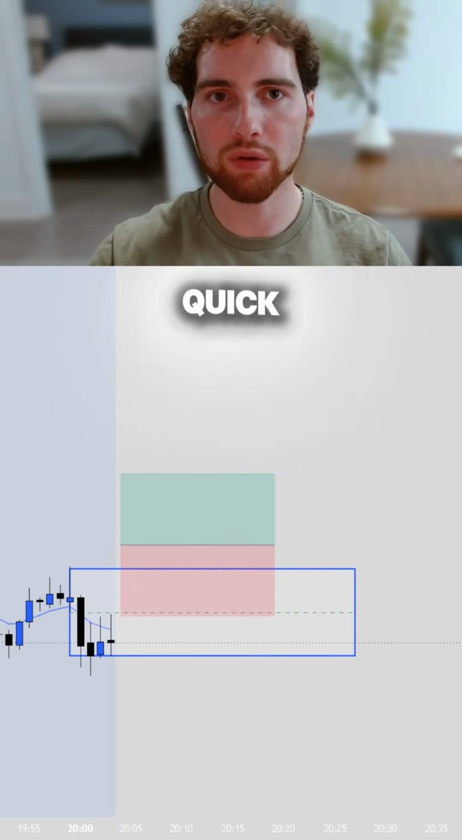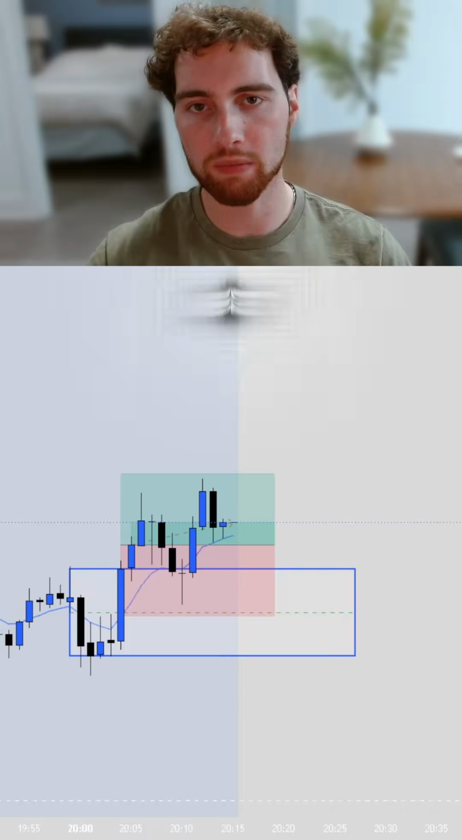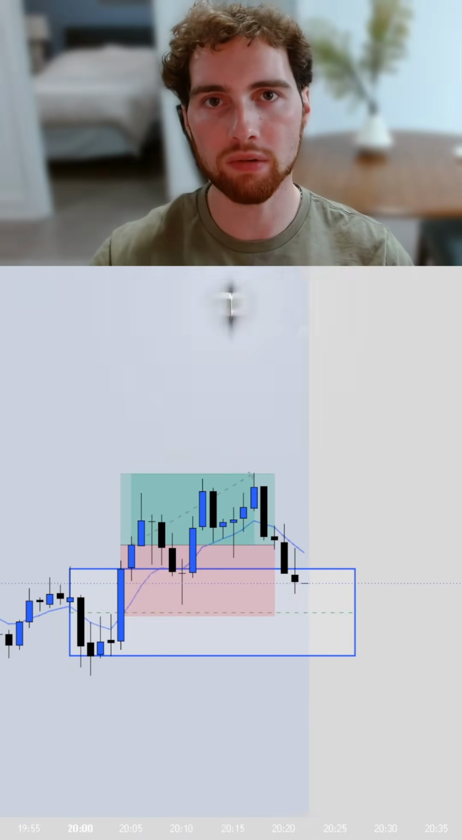All right, this is going to be a quick recap of an OB1 trade that I took with my free members a few weeks ago. So let me get right into it and show you exactly how I was able to find it.